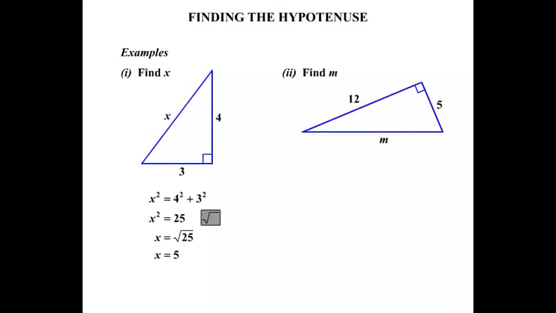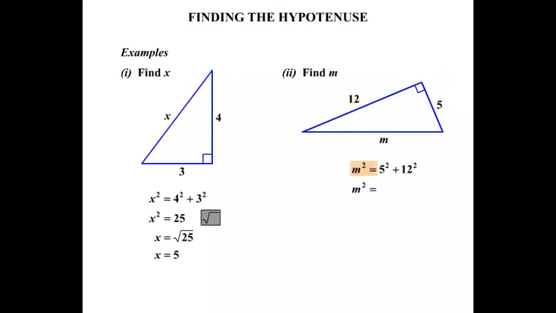Second example, we're asked to find M. Again, we have a right-angled triangle, and M is the longest side. It's known as the hypotenuse. So we start with that. M squared equals the two shorter sides, 5 and 12. So we write 5 squared plus 12 squared. It doesn't matter what order we write that. We could have written 12 squared plus 5 squared. There's no problem with that.